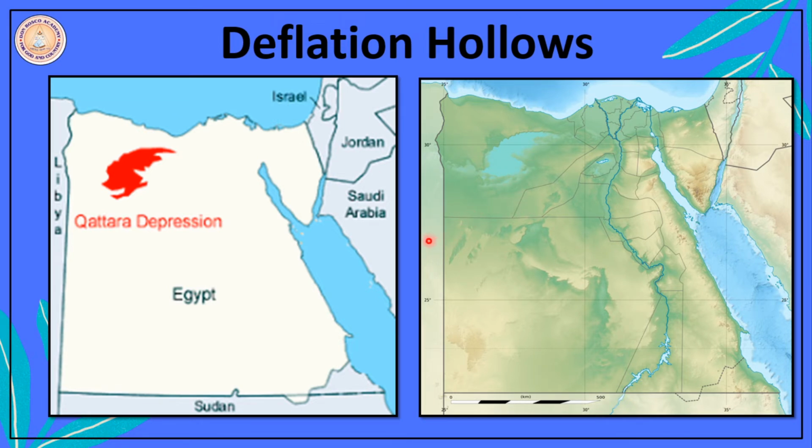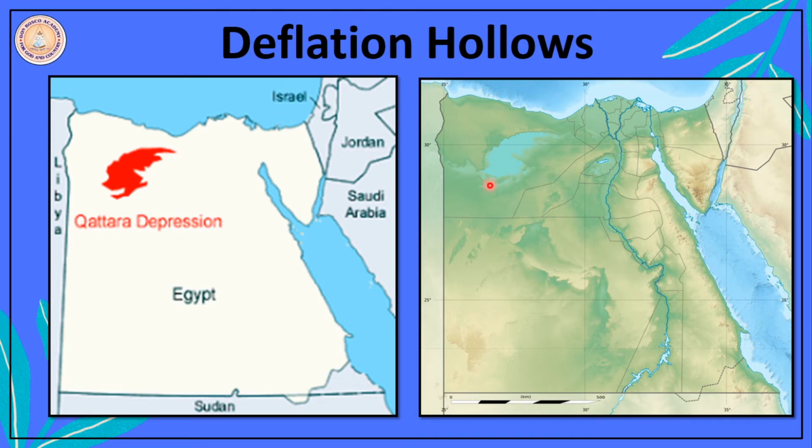The Qattara Depression in the Sahara Desert. See over here, a huge depression. I've got both the maps as well as the impression of how big this Qattara Depression is in Egypt and in the midst of the Sahara. So this Qattara Depression in the Sahara Desert is a large depression which has been made by winds. It is hundreds of meters below the sea level.